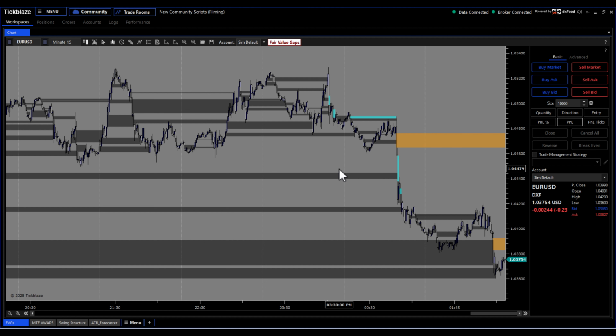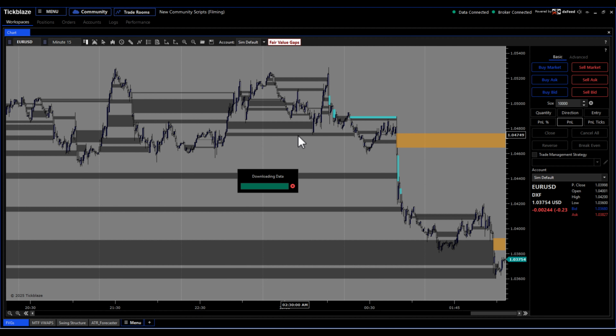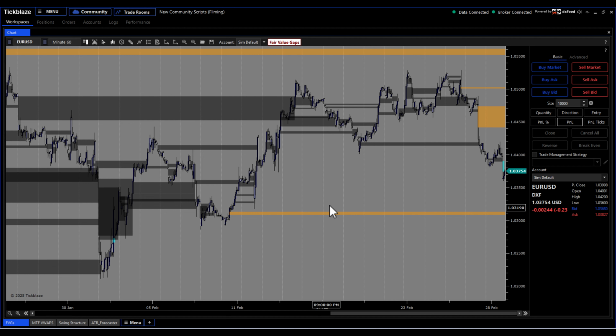And another thing you want to be mindful of is that time frames matter, right? The smaller the time frame, the less strength those gaps are going to have, and the bigger the time frame, the more they have. So if I go up here to, let's say, a 60-minute time frame, let's see how it looks. We might not have any fresh gaps. Let's take a look. Yeah, we got some fresh ones here.